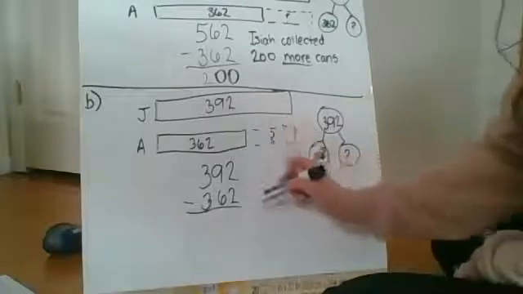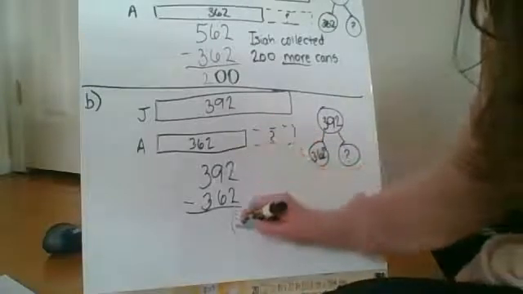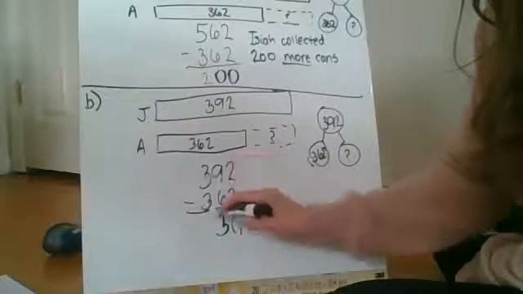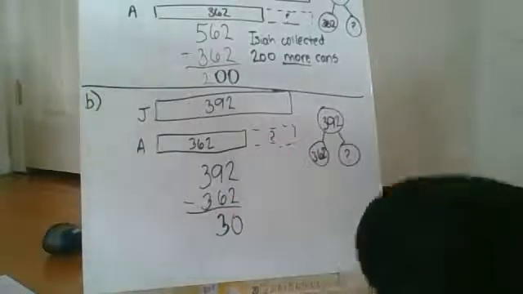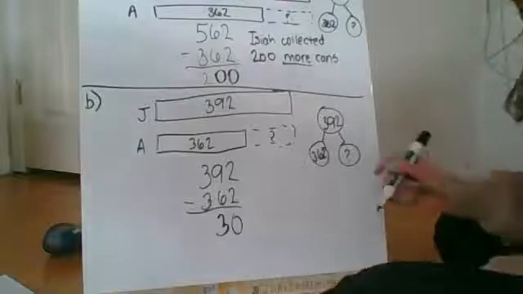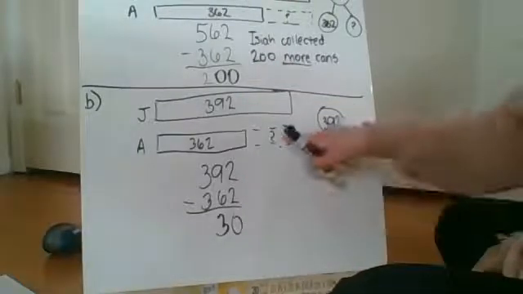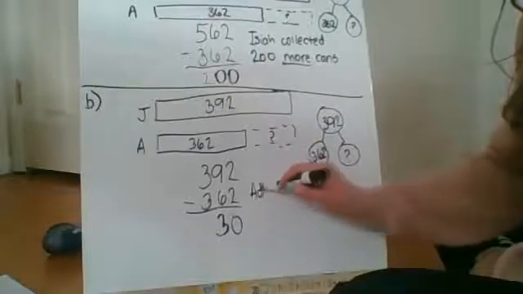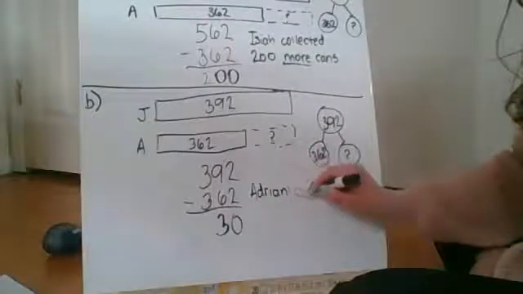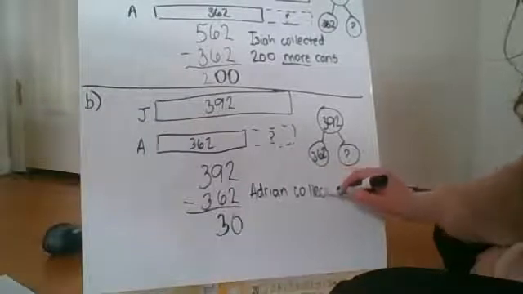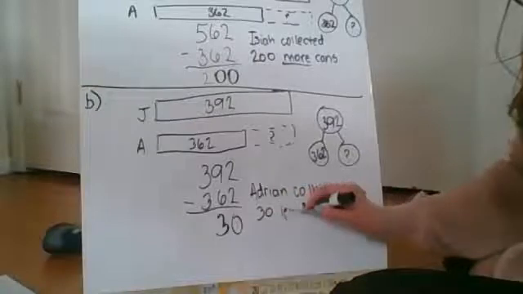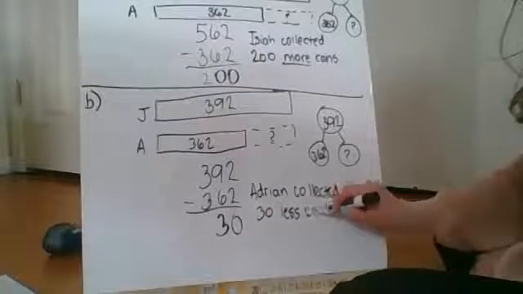Okay, I'm going to start with my ones place. 2 minus 2 is 0. 9 minus 6 is 3. And 3 minus 3 is 0. So I know that Adrian collected 30 less cans than Jade because we're solving for this missing part. So I'm going to write my sentence. Adrian collected 30 less cans.